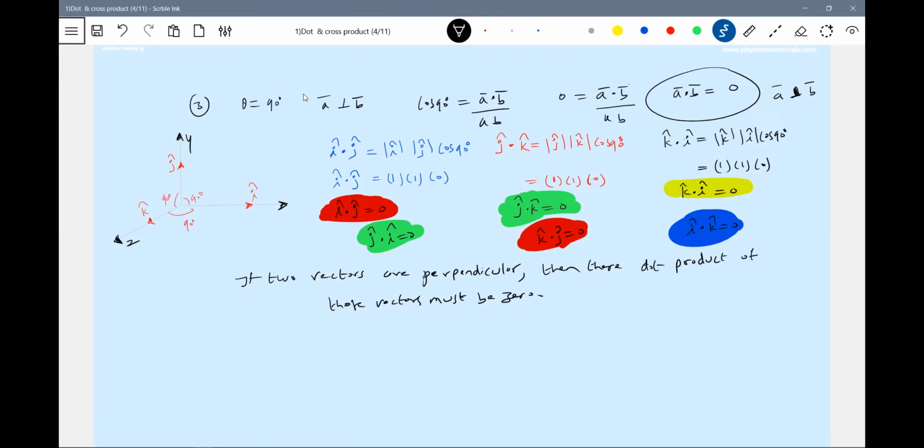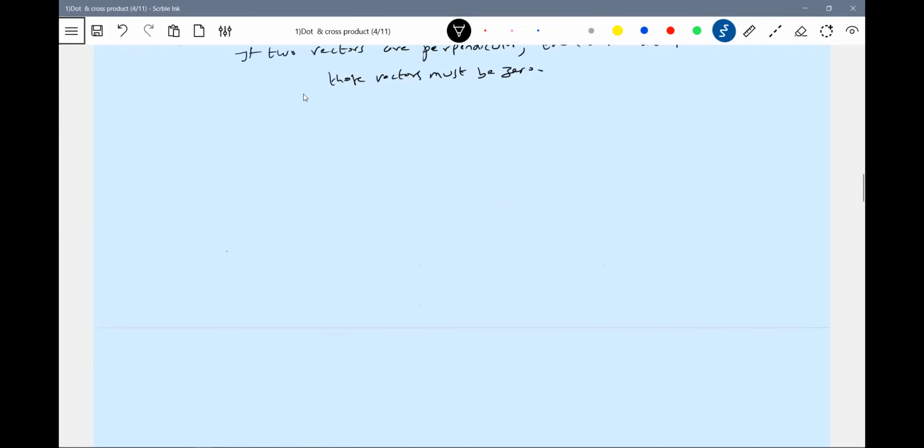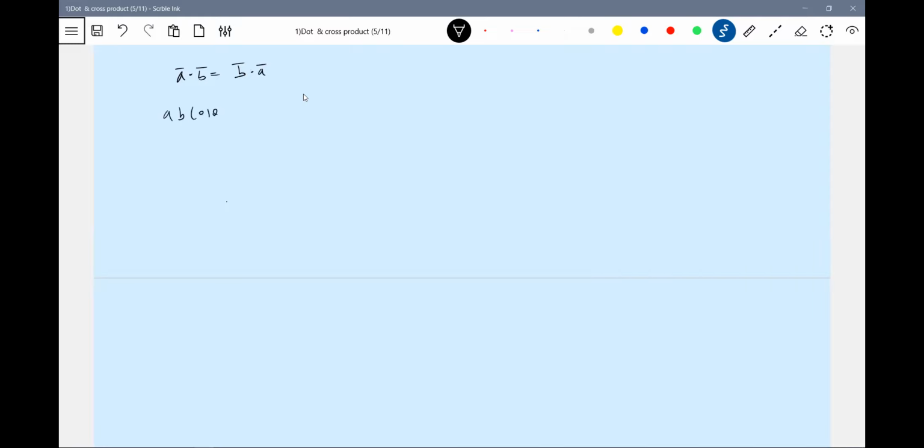Let's go for A bar dot B bar. I'm going to say it is equal to B bar dot A bar. Any reason for that? Let's see: that is AB cos theta, or this will become BA cos theta. I think both are equal, no? So whether you write A bar dot B bar or B bar dot A bar, no problem. Both are the same. This is called the commutative property.